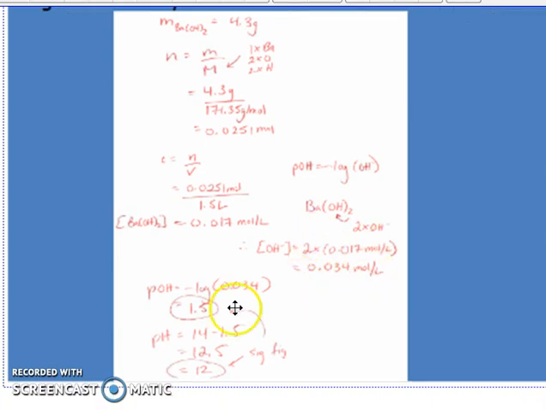Now that we have that information, we do negative log of the OH to get the pOH. And then, of course, to get the pH, we do 14 minus the pOH. So we get 12, 1.5 and 12 after significant digits.